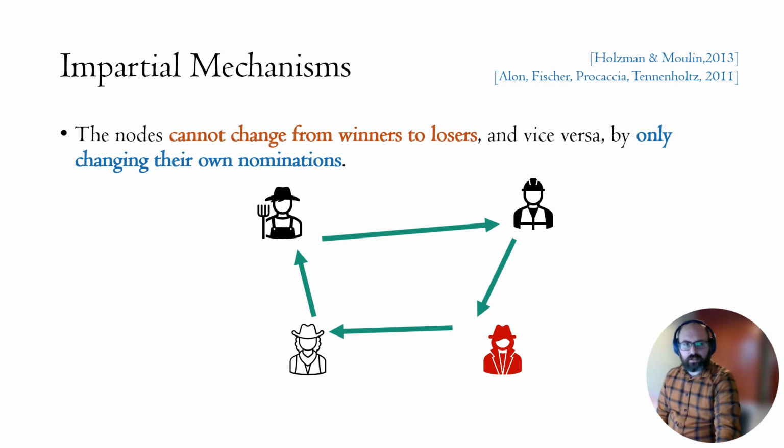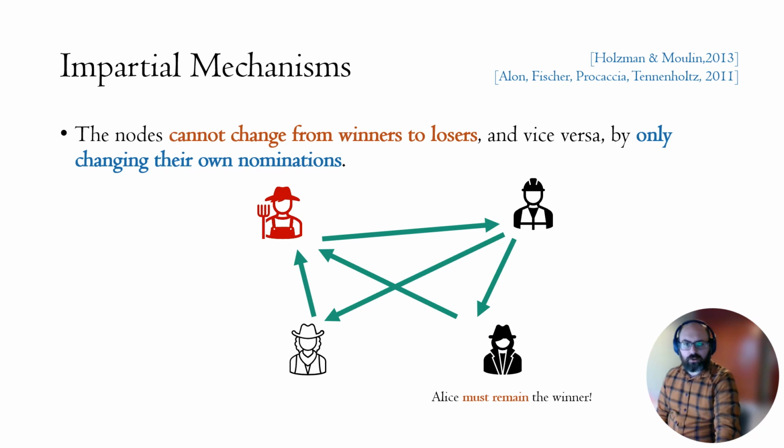An impartial mechanism nullifies this ability of the nodes by dictating that no node can change its status from a winner to a loser, and vice versa, merely by changing their votes. For example, Alice must remain the winner by changing her outgoing edges, while Bob cannot become a winner with a similar move.